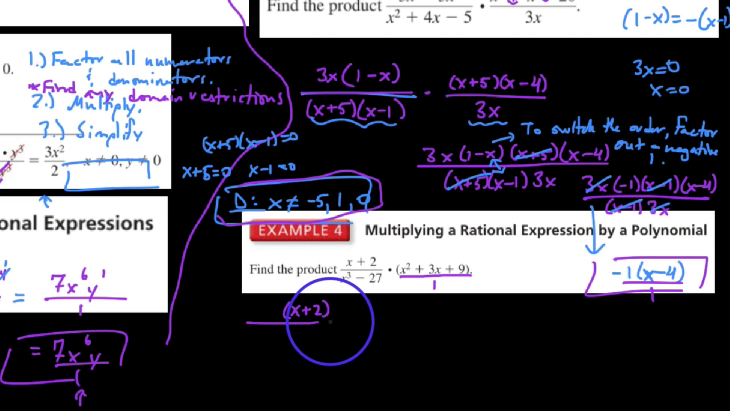Now, when you look at x cubed minus 27, here's one thing I want to do, because it's probably been a while since you factored a sum or a difference of cubes. But we can factor sums and differences of cubes. It's just that here's our rule.